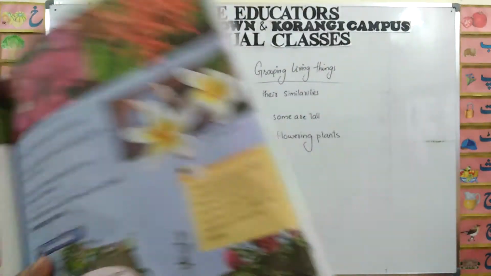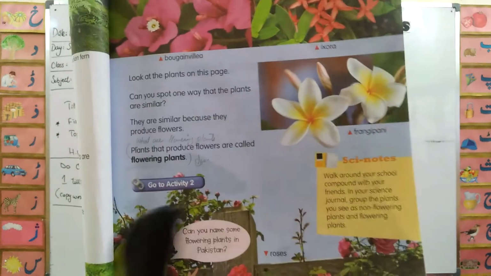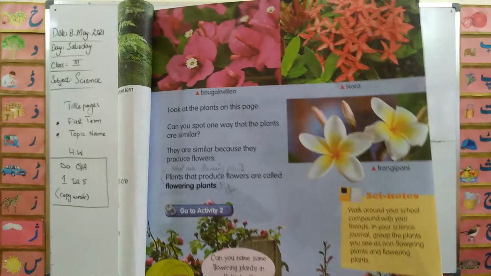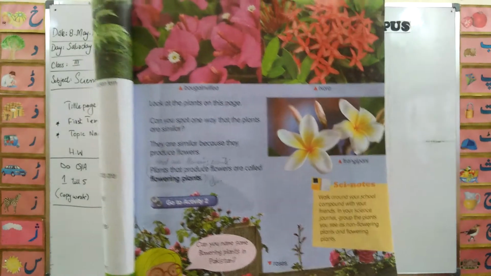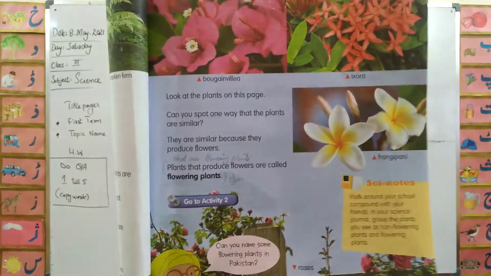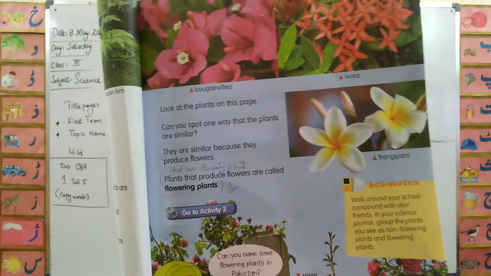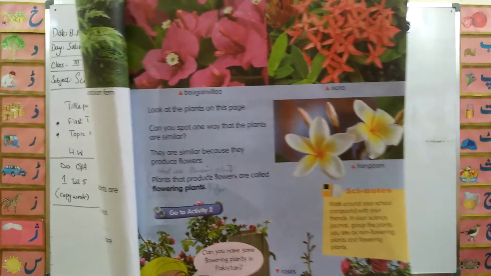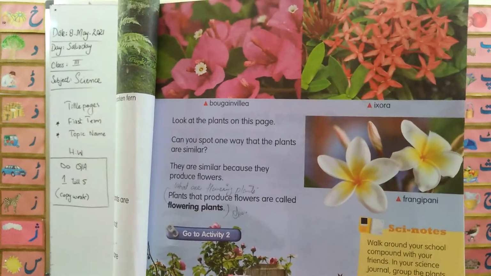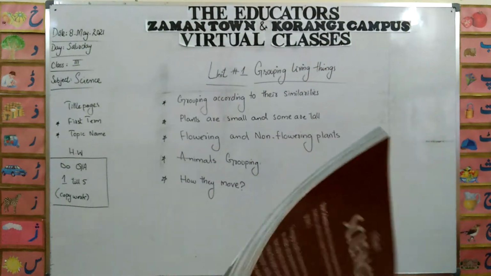You can see on page number 7, there are many flowers. The plants which produce flowers are flowering plants. You can see a flower here also, these are roses. So there are some categories of plants which can produce flowers. Last time we studied that plants which cannot produce flowers are non-flowering plants. But right now we are talking about the flowering plants, the plants which can produce flowers. So what do we call them? Flowering plants.